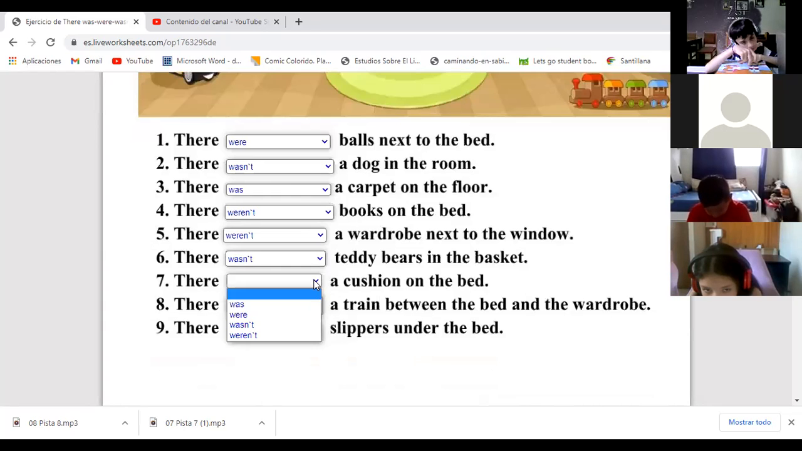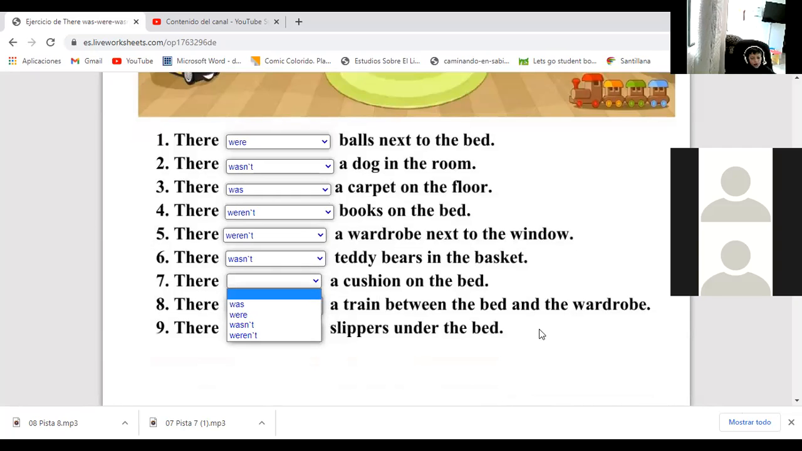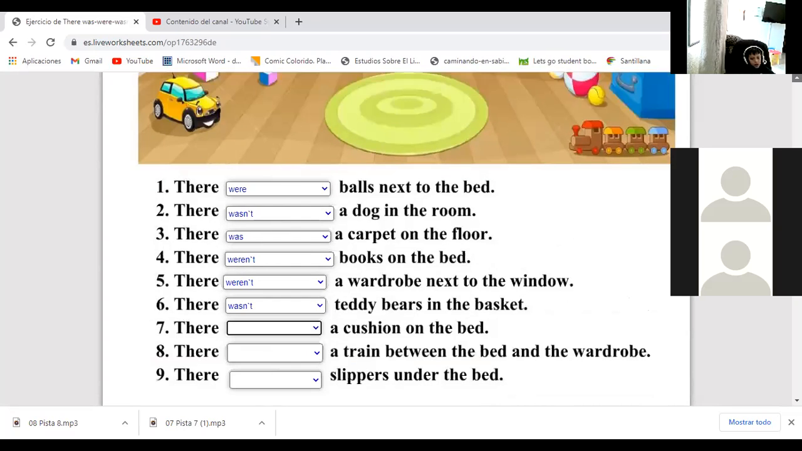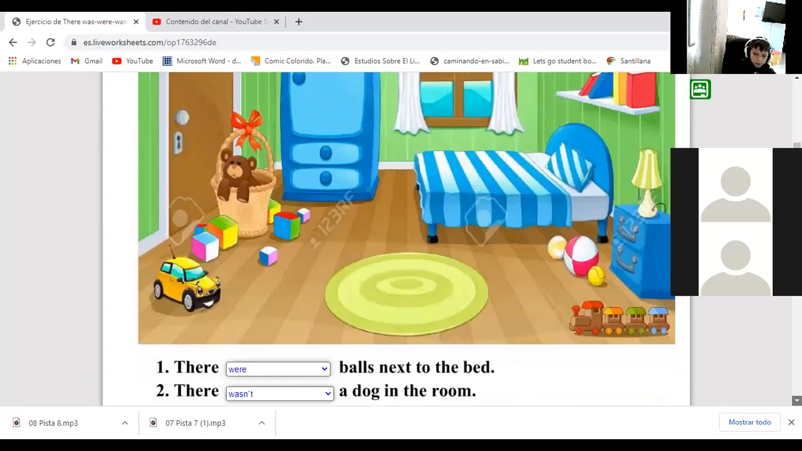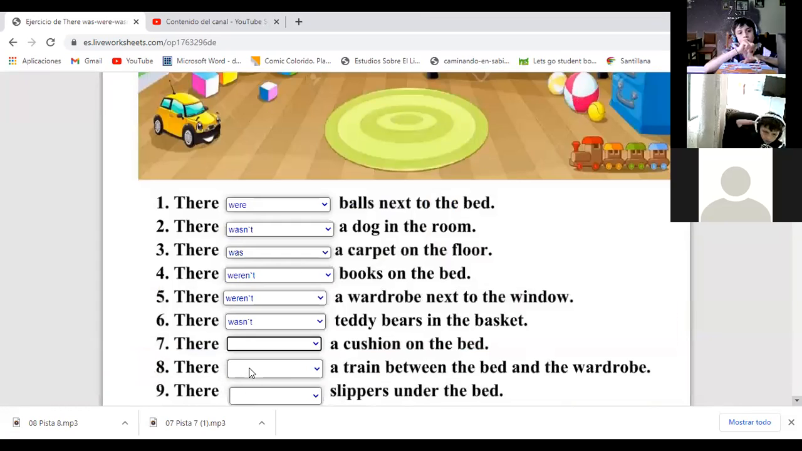So let's see, let me check. Mateo Salmerón. There wasn't, or weren't, a cushion on the bed? What do you think? There was. Okay. So let's see. There was.